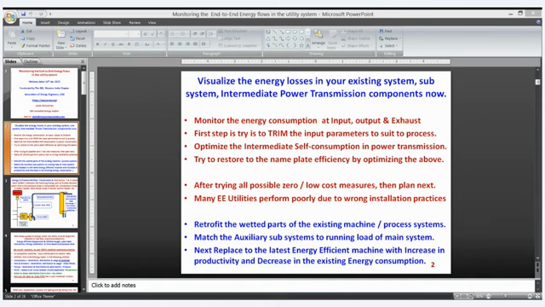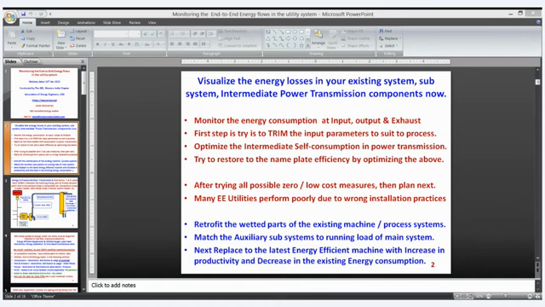We are trying to visualize the energy losses in your existing system, subsystems, and intermediate power transmission components in the utility system. Normally, I try to visualize the utility not as a single unit, but as a system by itself. Let us say it is a compressor or a blower or a pump or anything: the input, the central processing stage, and the output system. So if you see all the inputs, the Bureau of Energy Efficiency has told only one point: monitor the energy inputs of each and every machine above 10 HP running for 2 shifts a day. But now the power tariff has gone up, so we are trying to focus on above 3 HP.